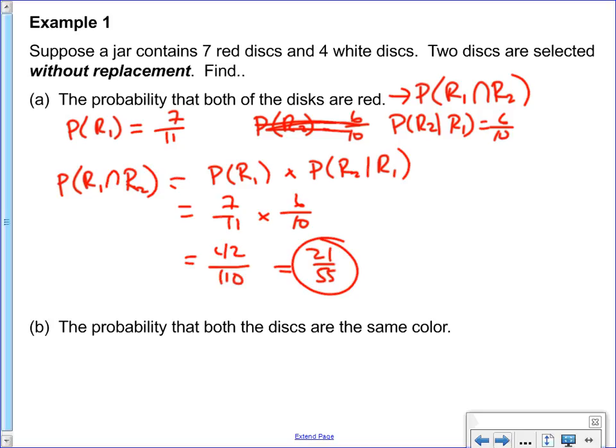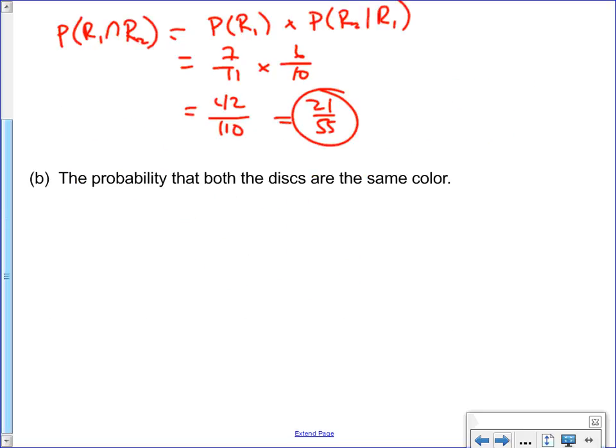Okay. Probability that both discs are the same color. So either red, red, or white, white. There's a shorter way to write this, but just to lay it all out. You're looking for the probability that you have red 1 and red 2, or you have white 1 and white 2. Like so.